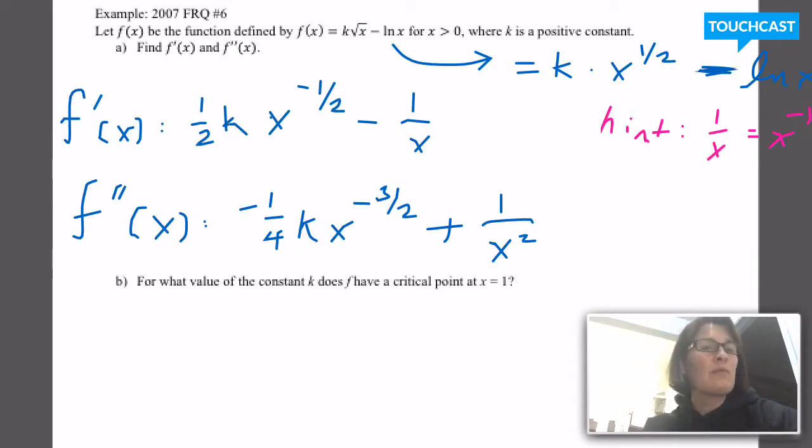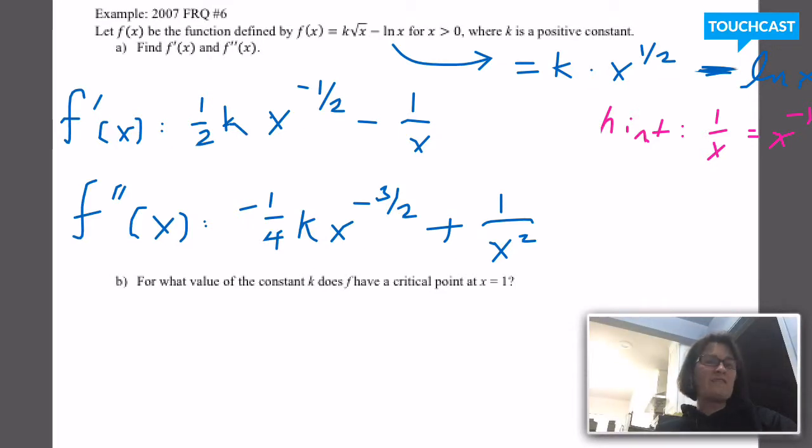So my f prime of x is 1/2 k times x to the negative 1/2 minus 1 over x, because the derivative of natural log of x is 1 over x. And also the second derivative of x then, that negative 1/2 exponent comes down and multiplies the 1/2 that's already there. I get negative 1/4 k x to the negative 3/2 plus 1 over x squared.